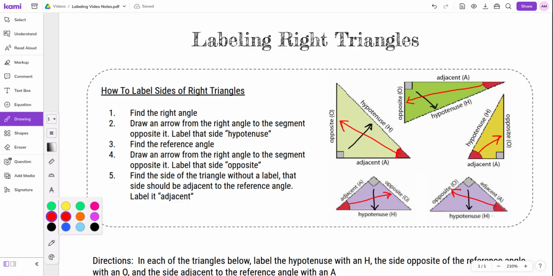The last side in the right triangle is the adjacent side. Remember that adjacent means next to. It should be the side that is next to the reference angle that is not the hypotenuse. So when you look at the reference angle, one side of the reference angle is always the hypotenuse. The other side is the adjacent side, which we label with an A or the word adjacent.